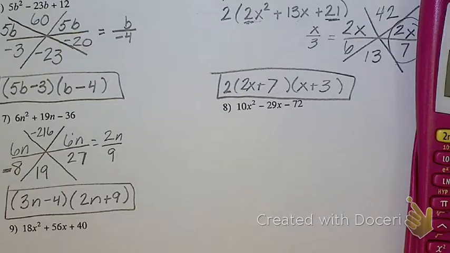You might want a calculator because you're going to be dealing with some sort of big numbers. But what's nice about number 8 is there's nothing in common, right? So you don't have to worry about that part.